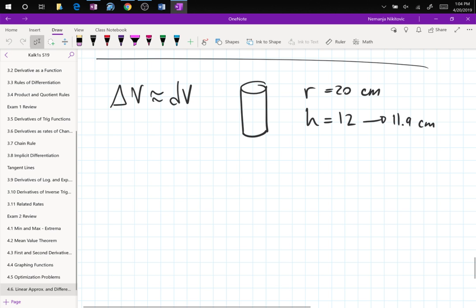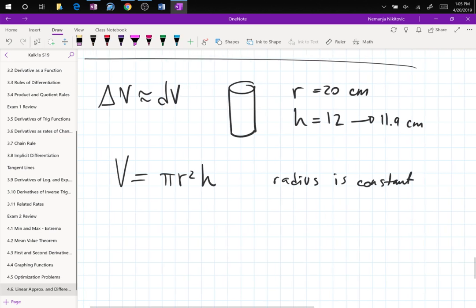You got the negative number? Yeah. Good. So we start with the volume, which is pi r squared h. Radius is constant at 20 centimeters. So we actually have 400 pi h as a formula. H is the only thing that is changing.